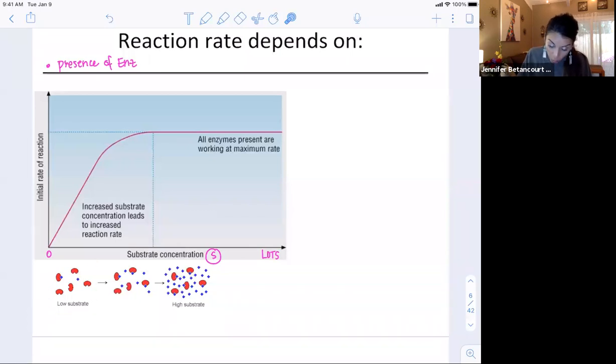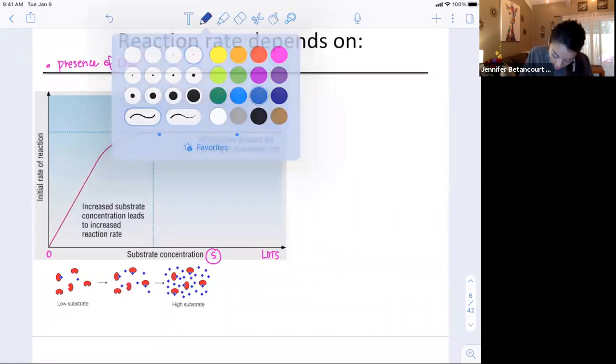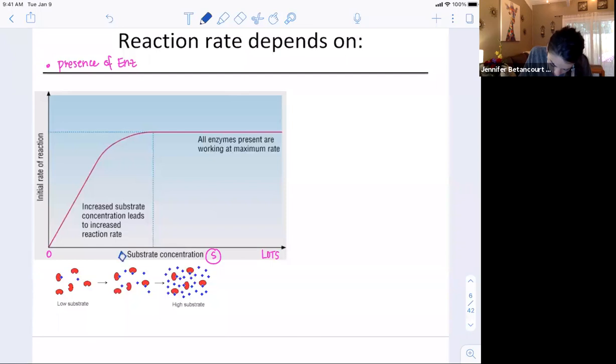So the substrates are going to be the little blue diamonds. So let's draw that. Okay, your key. Your little blue diamonds are the substrate. And then your enzymes are the red shade. Terrible. Okay. So if you have a low amount of substrate, the rate is low.